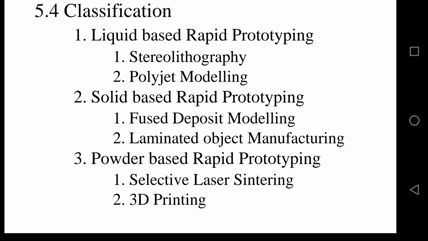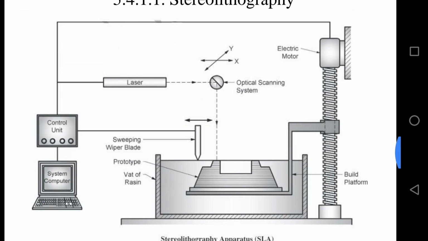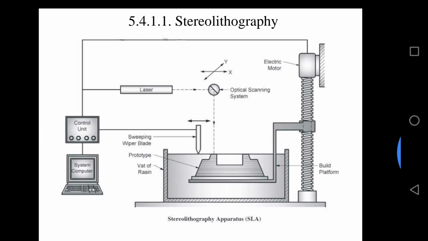So the first one is the liquid based rapid prototyping system. What is a liquid based rapid prototyping system? In this one, the initial material used is in the form of liquid state. The liquid used is an organic resin that cures and solidifies under exposure to light. In this one we have two processes: stereolithography and polyjet modeling. But as per your syllabus you have only stereolithography. So let's see what exactly stereolithography is.